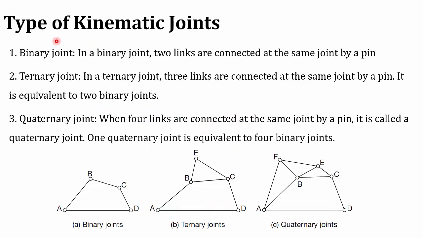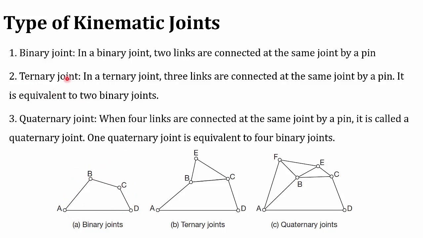There are three types of kinematic joints. The first one is the binary joint. In a binary joint, only two links are connected by using a pin. You can see that we have A, B, C and D. In A, two links are connected. In B, another two links are connected. In C, another two links are connected. If only two links are connected using the joint, then the joint is called a binary joint. So here in the image, A, B, C and D are all binary joints.